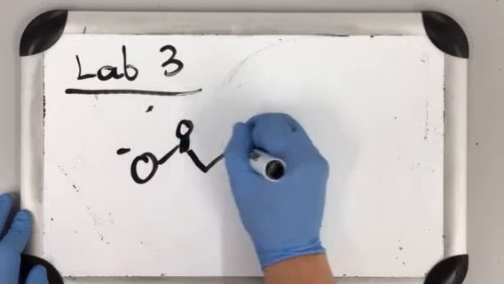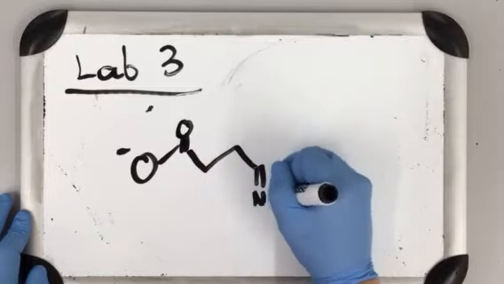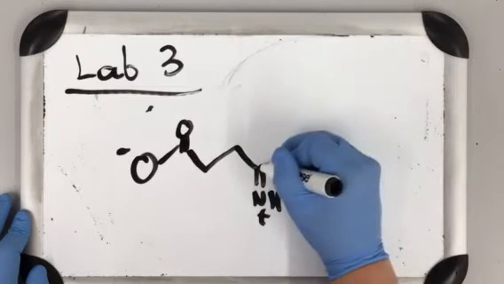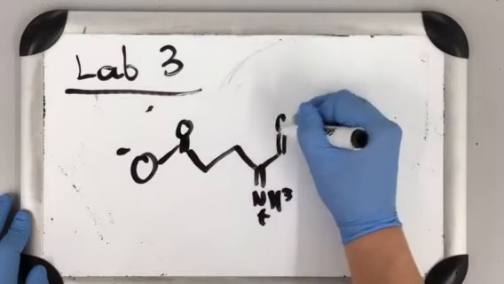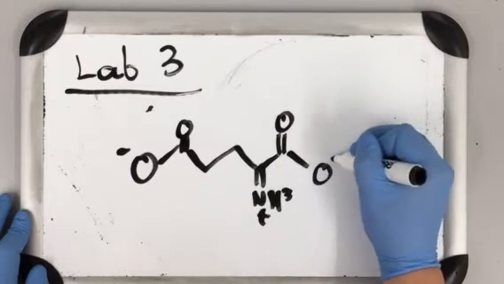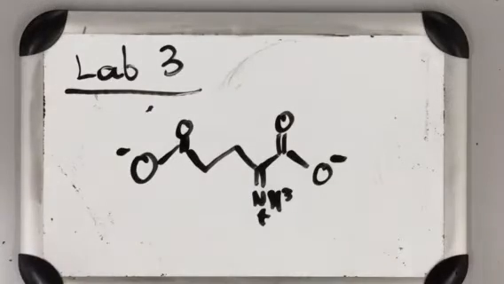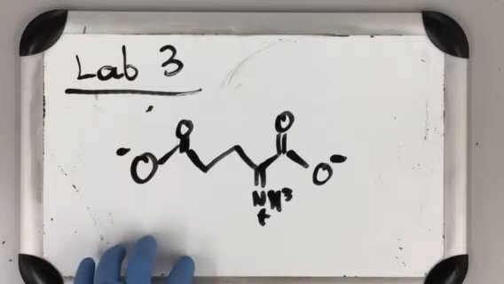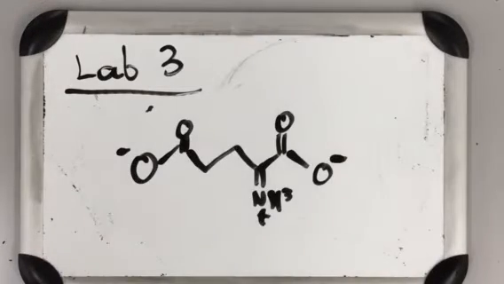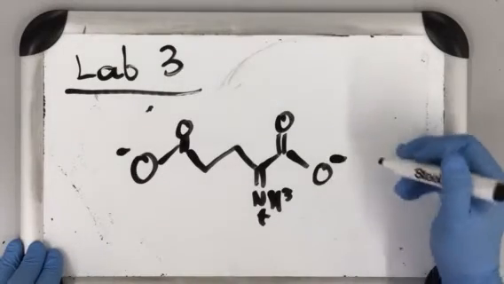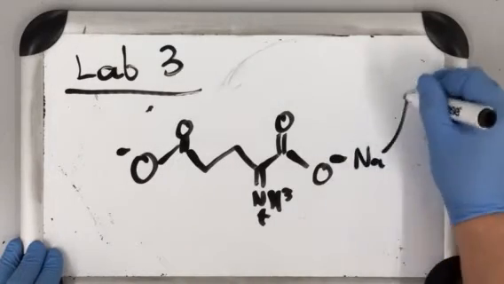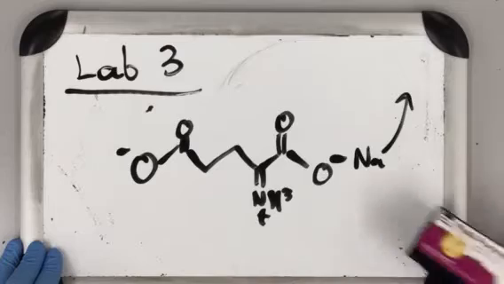Let's see, 1, 2, 3. So, in solution with water, this is what glutamate looked like. And we did an experiment where we added glutamate, or MSG, I should say. Yeah, monosodium glutamate, sorry. Because this sodium over here just heads off into nothing, basically.